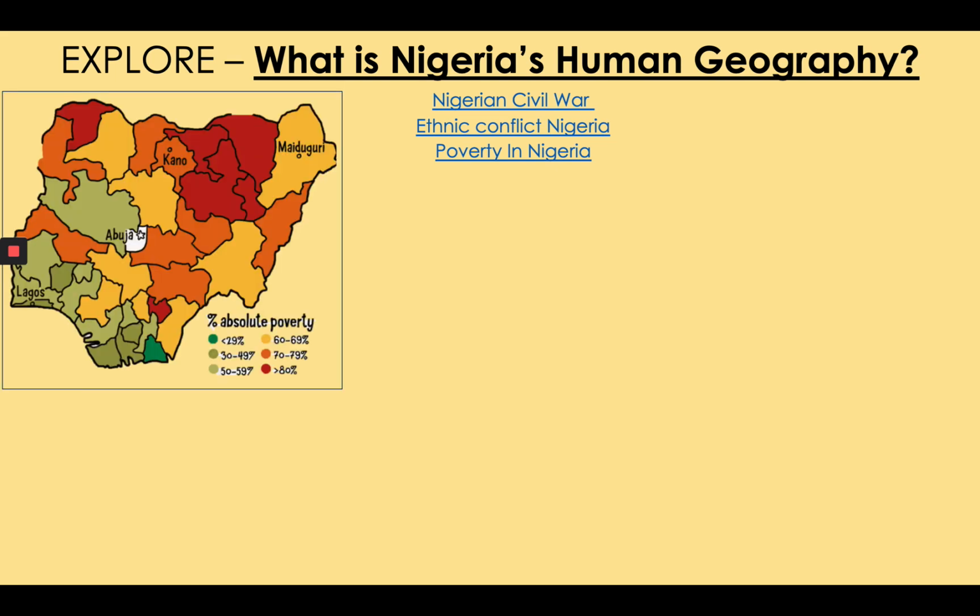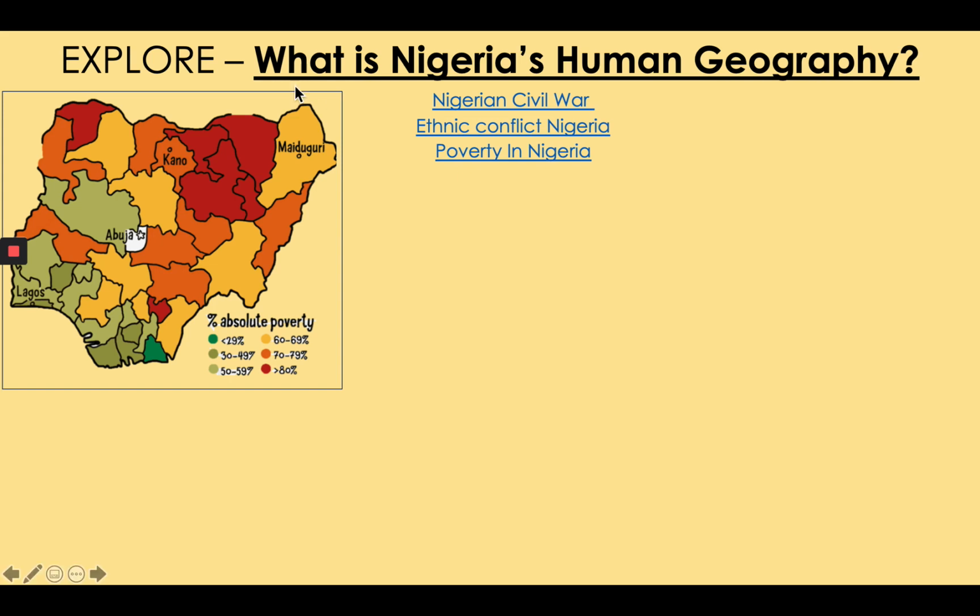First map. This map shows the percent of people living in absolute poverty in the different states in Nigeria. Absolute poverty is defined as living on less than $1.90 every day. Think about it. If you were in England and you made only $1.90 a day, it would be almost impossible to survive.